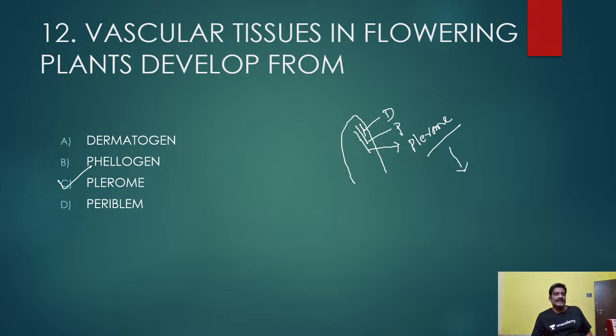According to histogen theory, the middle layer between the dermatogen and the plerome is the periblem. Dermatogen is important for giving the epidermis of the root, stem or leaf. And the periblem gives the cortex. Okay, so what gives vascular tissue? Our correct option is plerome only. This is the answer to this 12th question.